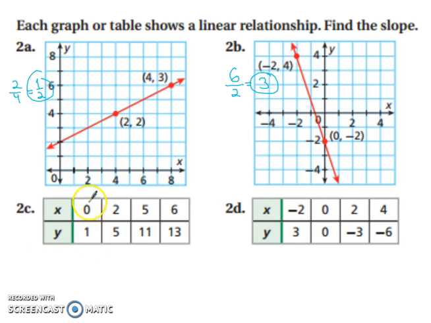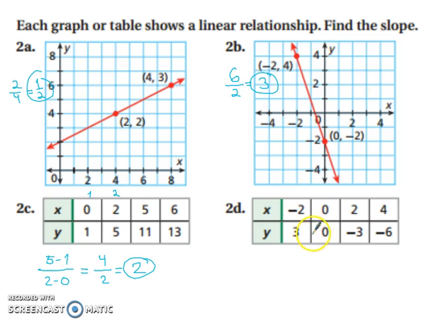So let's try it. We're going to use this one as our first coordinate and this one as our second. So we have the change in y. So we have 5 minus 1 over 2 minus 0. So 5 minus 1 is 4, and 2 minus 0 is 2, leaving us with a slope of 2.